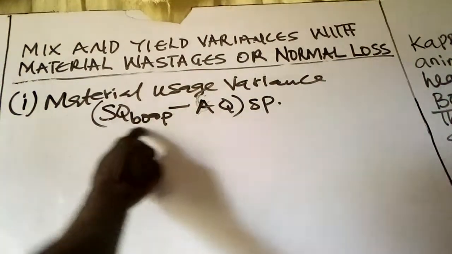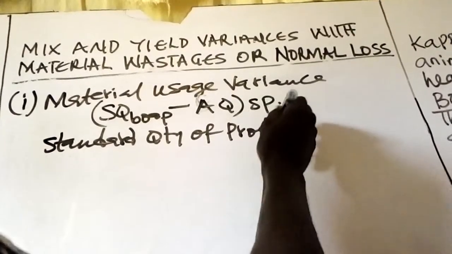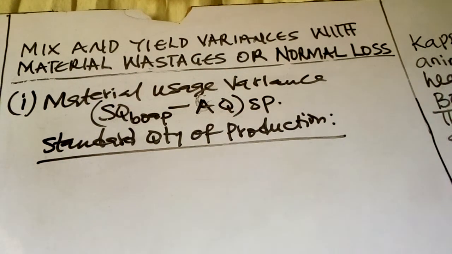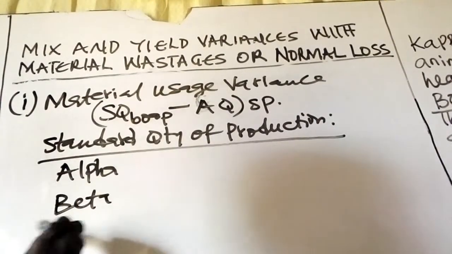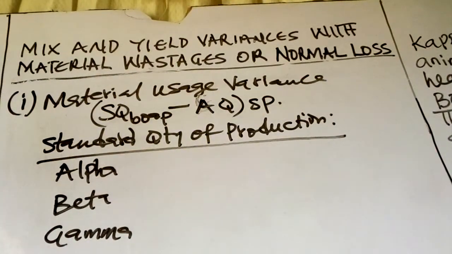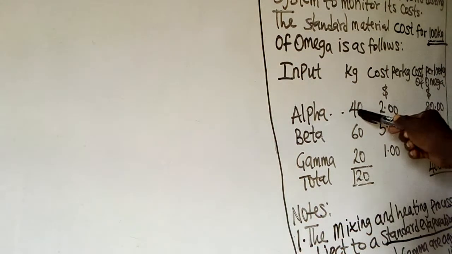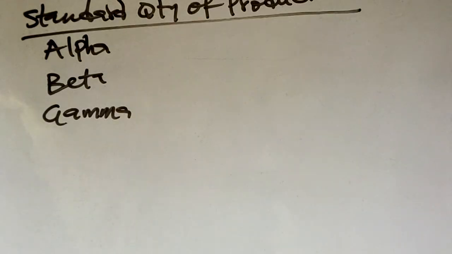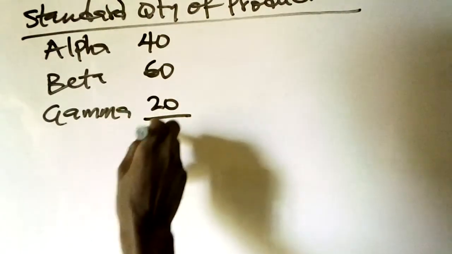So we want to compute the standard quantity of production, that is, your standard quantity based on actual output. You use three materials: alpha, beta, and gamma. I've told you that in the computation of material usage and material yield, you are going to consider the material wastages. The standard quantity of material alpha is 40, 60 for beta, and 20 for gamma. Total 120.